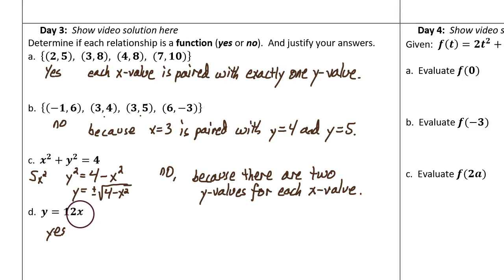For instance, if x was 1, then y is 12. Or when x is 2, y is 24. There's not some other number that y is equal to when x is 2. Only the number 24 is paired with the x value of 2. So our reasoning is each x value is paired with exactly one y value.